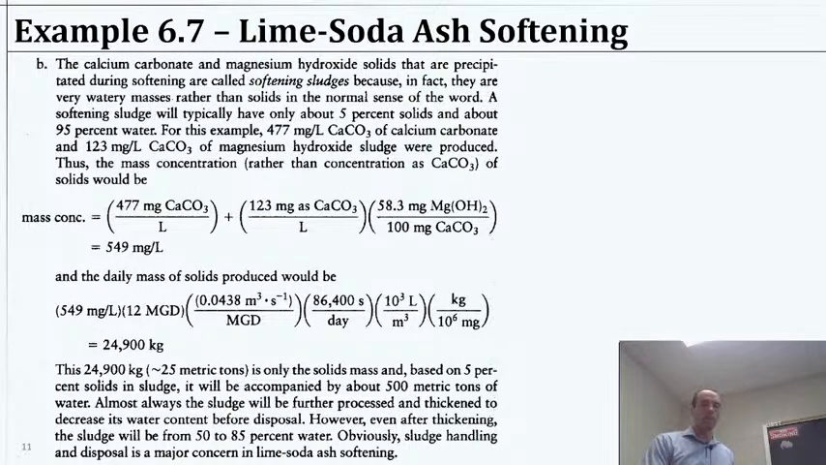It goes on to give us the mass concentration that we need to add daily, and then the amount of sludge produced. So certainly something that we could calculate. This is not heavy chemistry compared to what we've been talking about. I just wanted to highlight the application of it into kind of a water treatment type of situation.